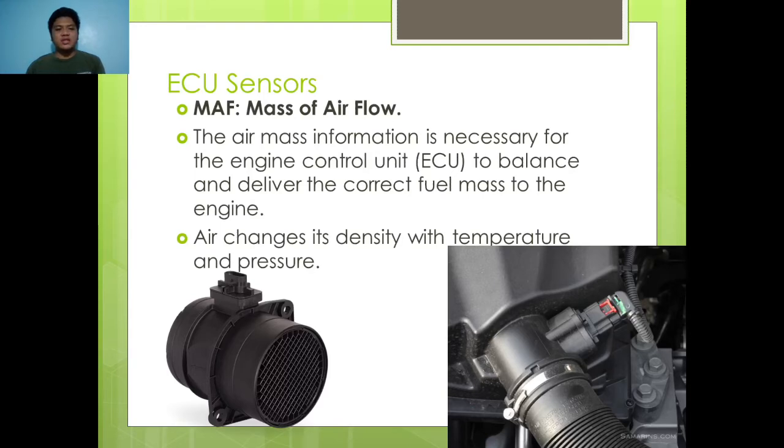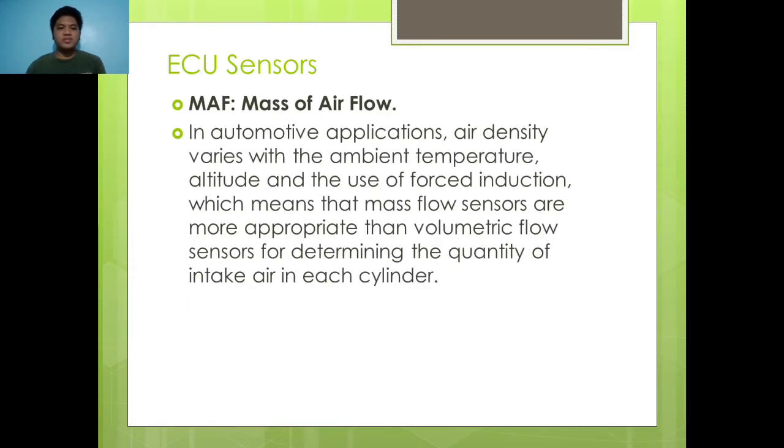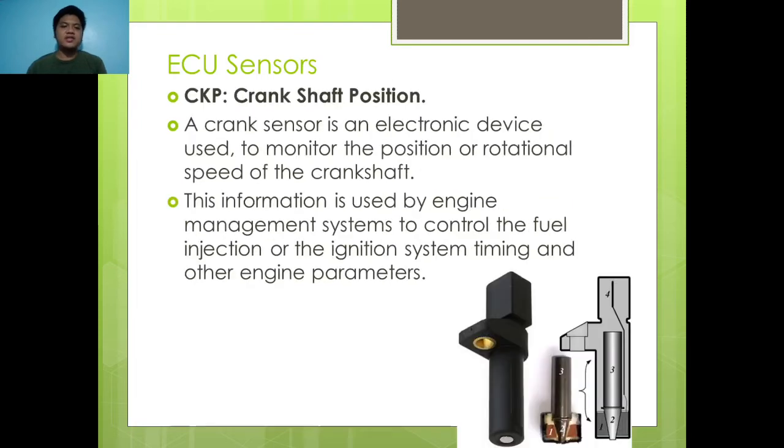Mass airflow sensor. The air mass information is necessary for the engine control unit, ECU, to balance and deliver the correct fuel mass to the engine. Air changes its density with temperature and pressure. In automotive applications, air density varies with the ambient temperature, altitude, and the use of forced induction, which means that mass airflow sensors are more appropriate than volumetric flow sensors for determining the quantity of intake air in each cylinder.